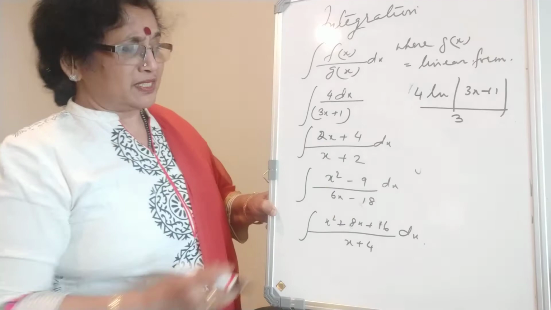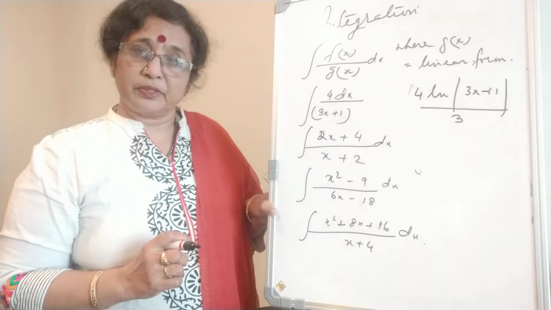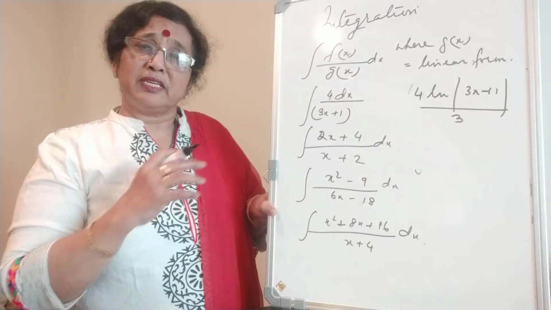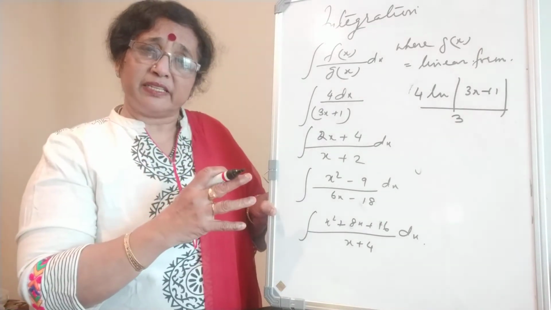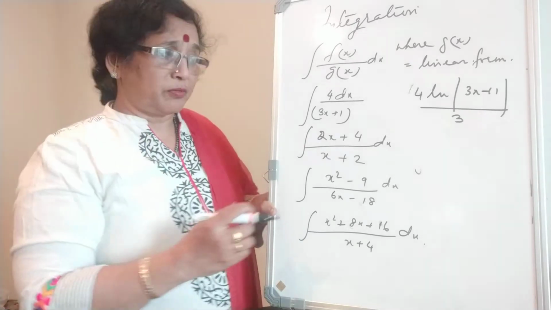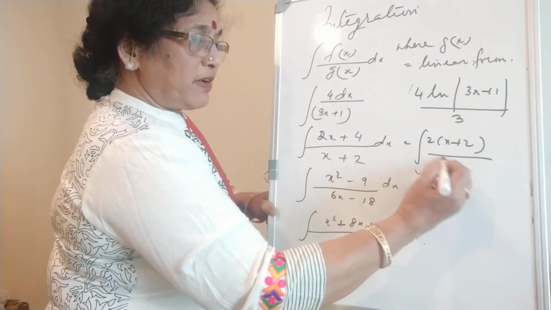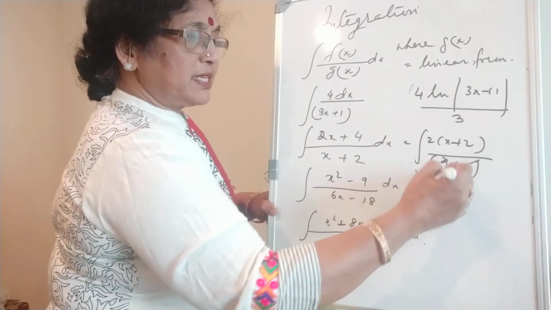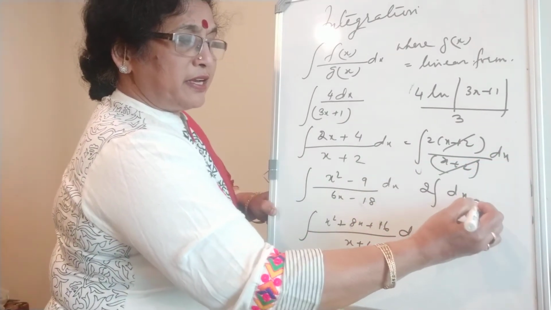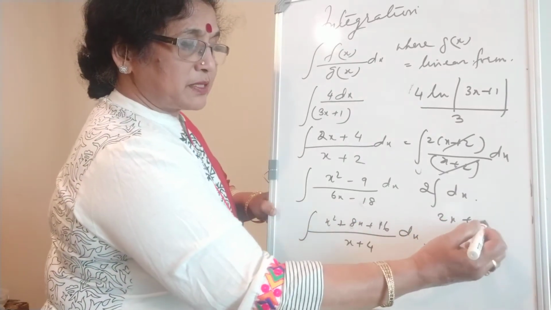Now that is number 1. See the number 2 question: 2x plus 4 by x plus 2. We are only disturbed by the x plus 2, but we are not seeing the whole sum in totality, because this is such a simple sum. If you factorize the numerator, which is twice x plus 2 divided by x plus 2, this gets cancelled. So you're only left with a constant and dx. That's simply 2x plus c.